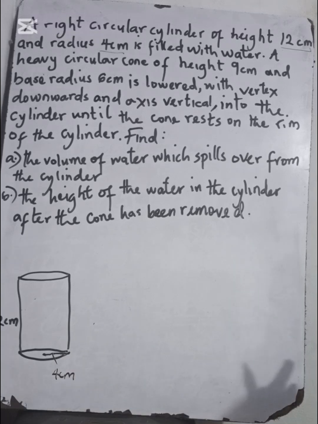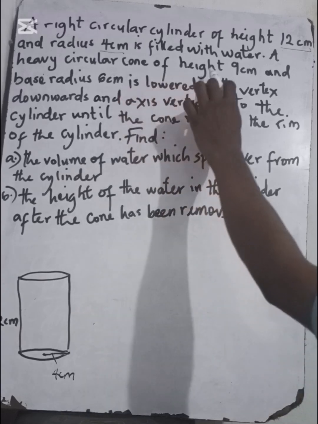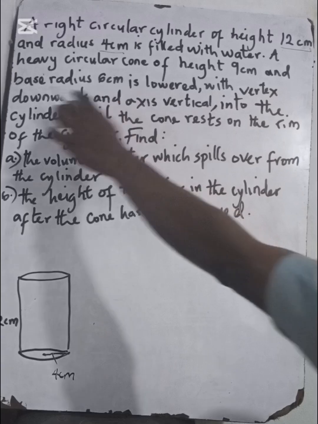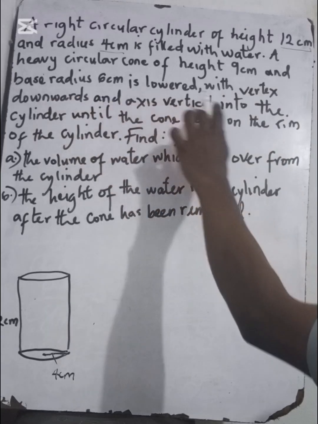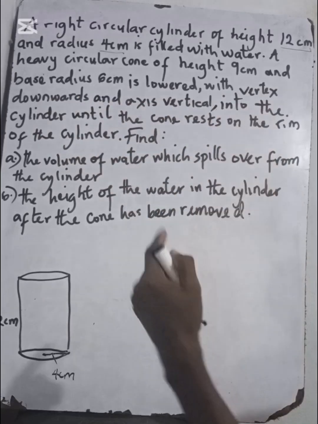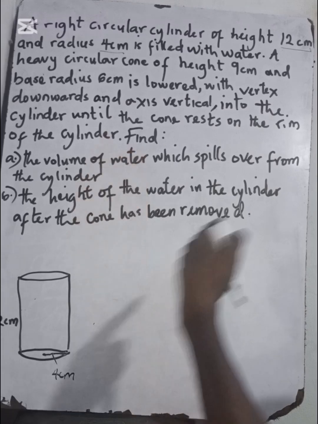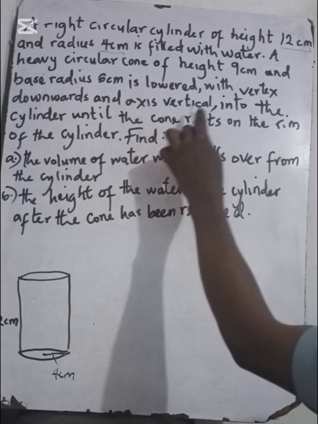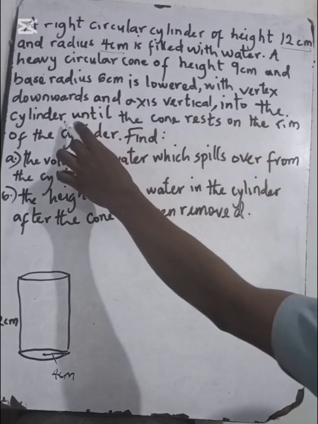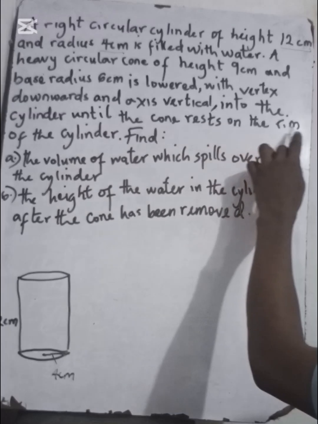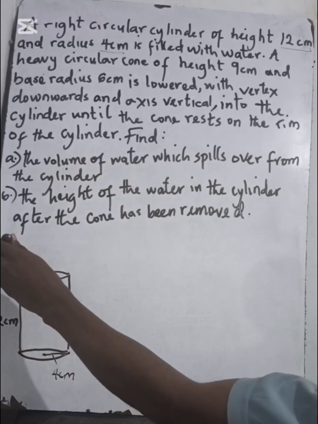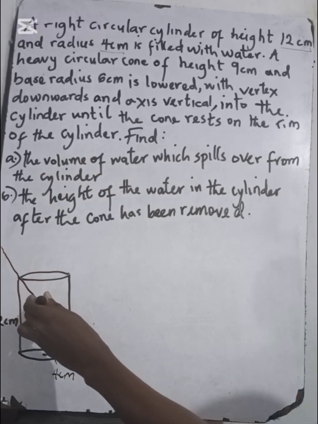We're having another circular cone, which is of height 9 centimeter and base radius 6 centimeter, with vertex, that is the sharp point of that cone, moving downward vertically into the cylinder until it rests on the rim of the cylinder. This is the rim of the cylinder. So we can assume to have a cone like this.